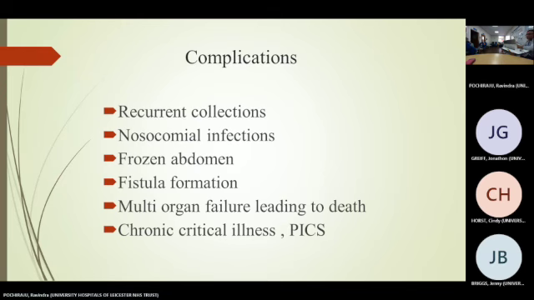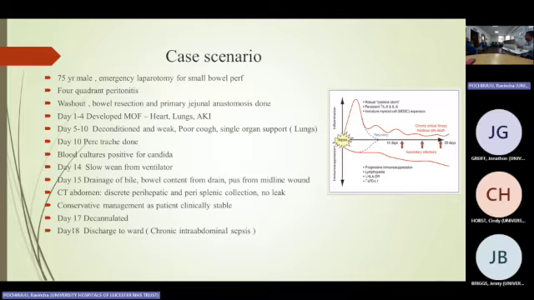All right. So this is a case scenario from our unit. A 75-year-old man, emergency laparotomy for small bowel perforation. This was a jejunal perforation. He had four-quadrant peritonitis. The patient was on the ward when this happened. So he went to theatre and had a washout. They did a bowel resection, a primary jejunal anastomosis, and he came back to us. He was in multi-organ failure, so he was in this phase in the first few days. He was on some vasoactive support. He was ventilated. He had AKI, but he didn't need dialysis.